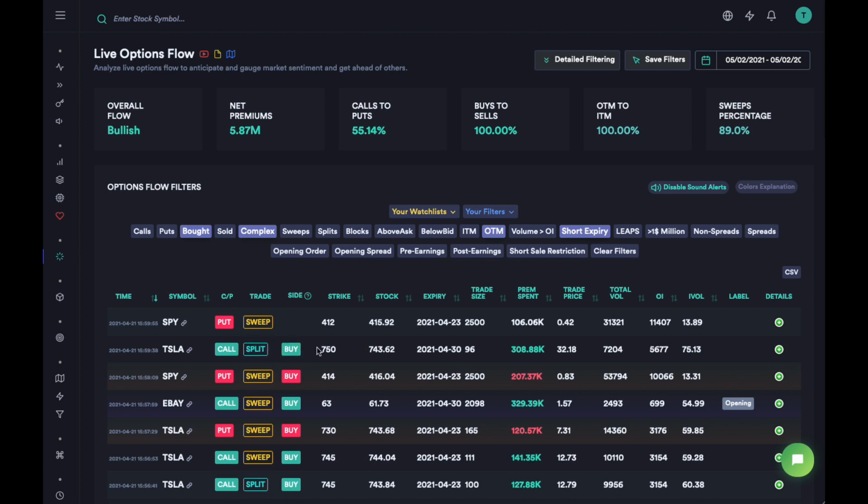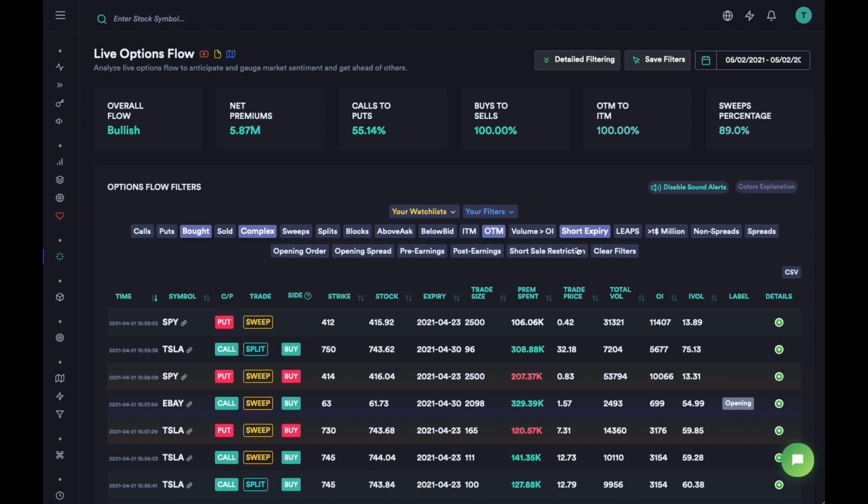And so if you've seen some of the previous videos, you might know that we always want to see a large distance between the stock and the strike price when we are looking at these out of the money bought orders, because that tells us that someone might be expecting the price to increase significantly instead of, let's say, just $2, $3, $4. So we want a large percentage increase.